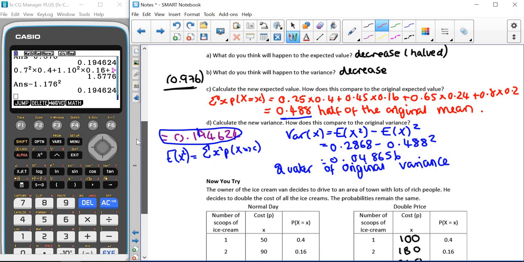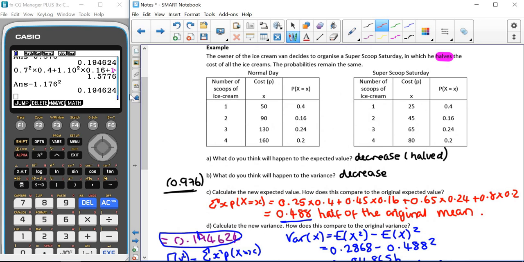Next time, we're going to have a look in more detail at what formulas go along with this to make things a lot easier. Thank you very much.